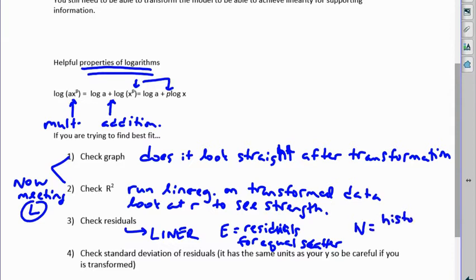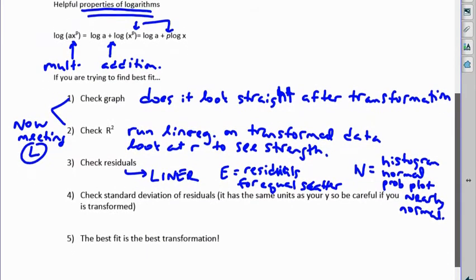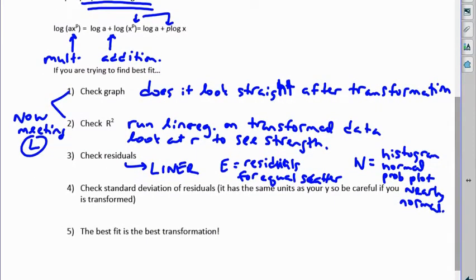Taking those same residuals and creating a histogram, we look for that symmetrical bell shape, looking for no outliers, and looking at the normal probability plot. That's going to fulfill our nearly normal condition. And then, of course, we want it to be independent and random. And that would fulfill all the conditions of doing linear regression.